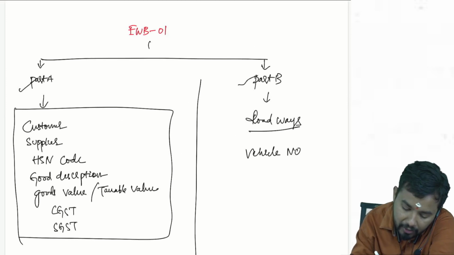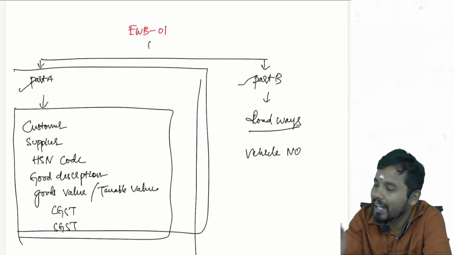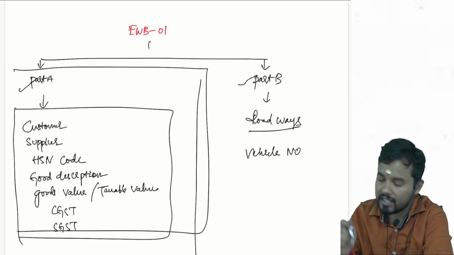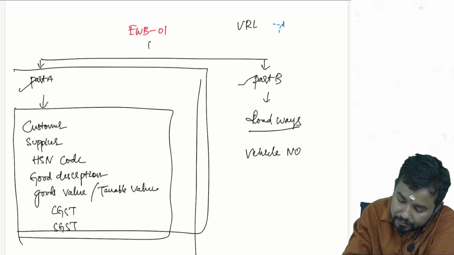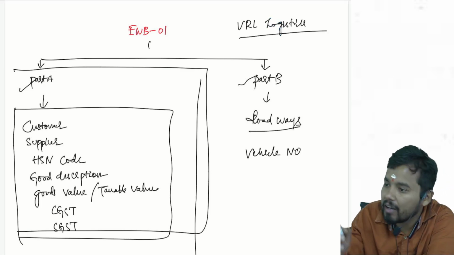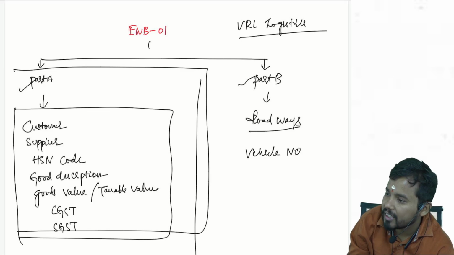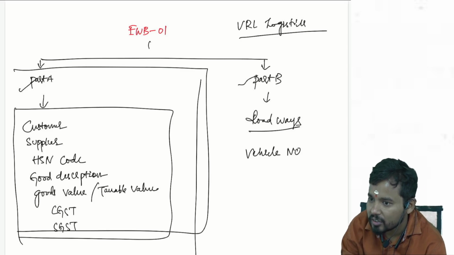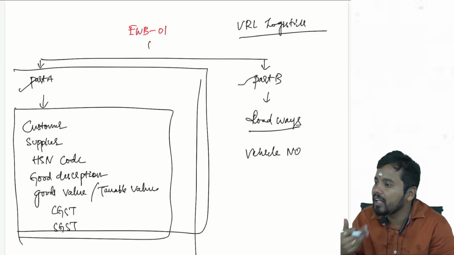So what I will do is fill only the Part A details and generate the E-way bill. Later, I will assign this E-way bill to the transporter. For example, VRL Logistics Hyderabad is there, and I want to avail their services. So I will fill all the Part A details: my customer name, my customer GSTN, my details, the HSN code, the description of the goods, value, amounts, all details. Part B details I can't fill.